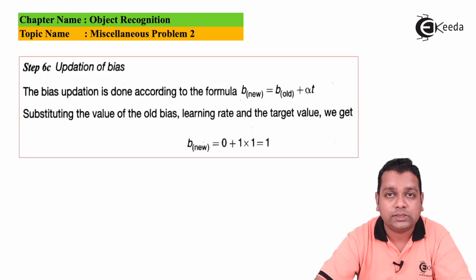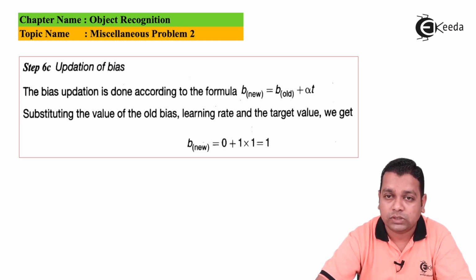Now we carry out step 6c for updation of the bias. The bias updation is done according to the formula given: b new, which is equal to b old added with the multiplication of alpha and t. So we substitute the value of the old bias, the learning rate and the target value. We obtain the new bias value equal to 0 plus the multiplication of 1 into 1. So finally we have the new value of the bias equal to 1.